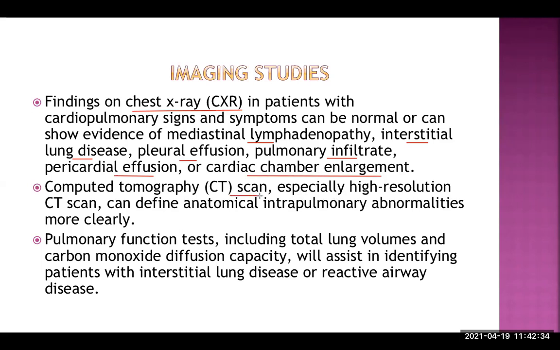CT scan or computerized tomographic scan, especially high resolution CT scan, can define anatomical intrapulmonary abnormalities more clearly. So if you are confused with some other pathology like bronchiectasis, sometimes interstitial lung disease, then CT scan can be done. And pulmonary function test can be done because these connective tissue disorders lead to restrictive type of lung disease, restrictive type. So just to confirm, we can go for pulmonary function test.